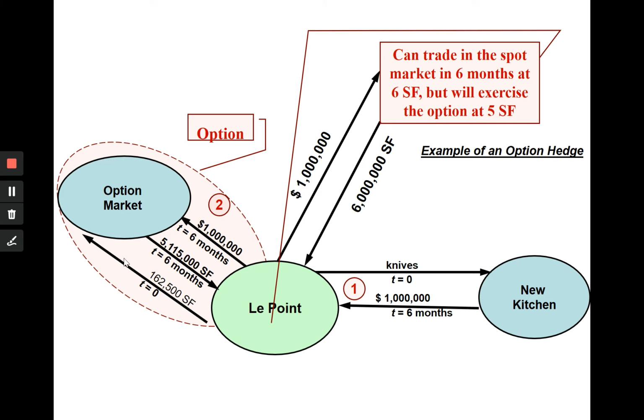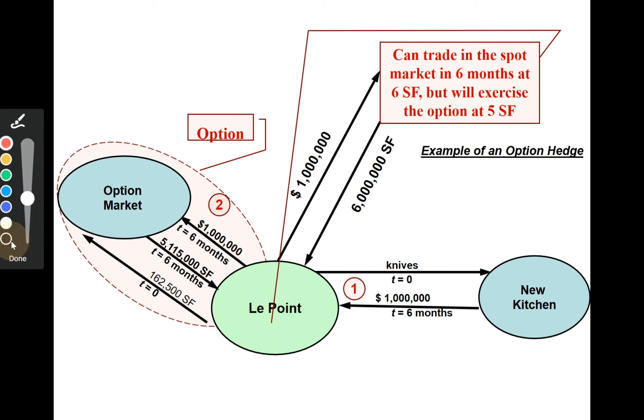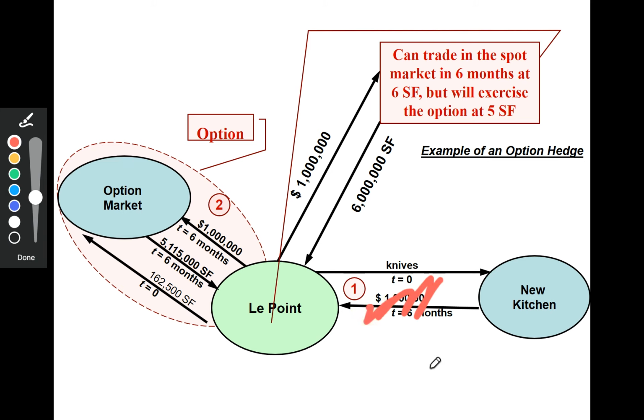There is a second advantage that already has been discussed in these lectures, but not so obviously. Let's make a stronger point about that second advantage. And that's bankruptcy of New Kitchen. If New Kitchen goes bankrupt and that $1 million doesn't come to us, then we simply don't exercise the option. We have no obligation to give $1 million to the option market and receive 5,115,000 Swiss francs as we had an ironclad obligation in the forward market.